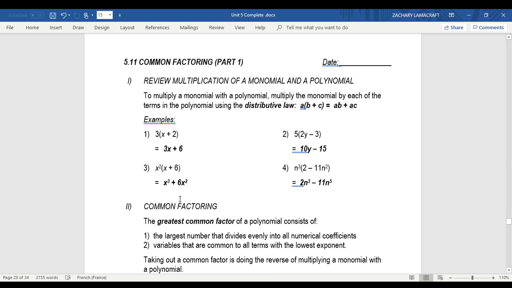Okay, guys, so 5.11, we're dealing with common factoring. Common factoring, as I mentioned, is going to be used for the next few years of your math career, and it's something that's pretty important you get a good grasp on. So we're going to talk about a few things, and the first is review of multiplication of a monomial, so one term, and a polynomial, or two terms.